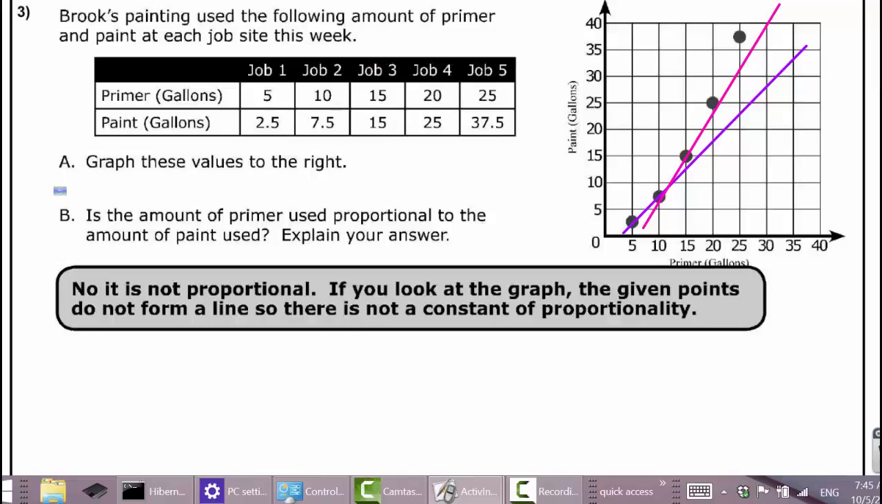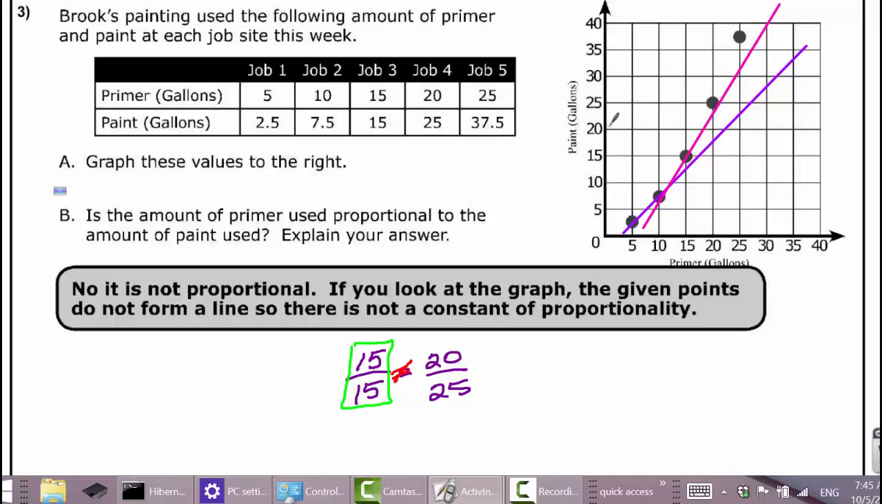Let's try that again. Let's compare the point 15 to 15 to the point 20 to 25. Are those the same? Well, we know they aren't the same. 15 to 15 is actually one whole. 20 to 25 is not one whole. Since they are not equal, we know that this is not proportional.